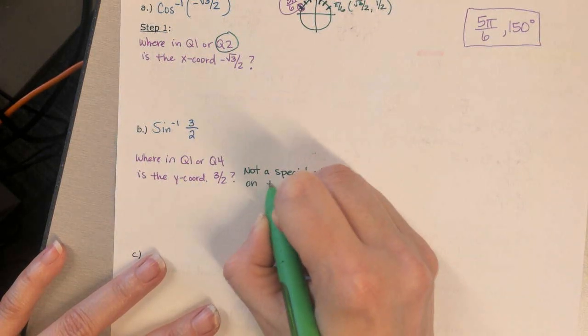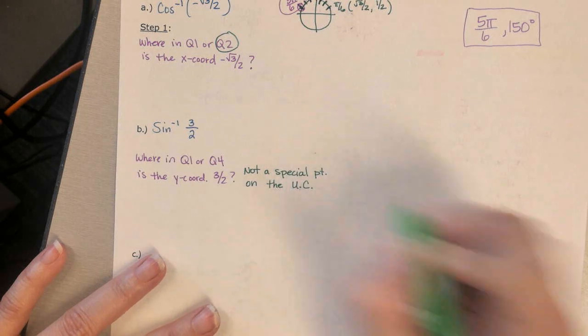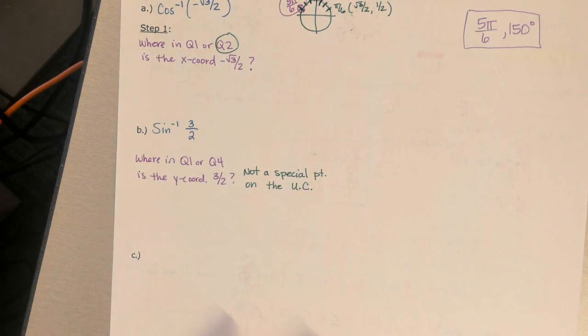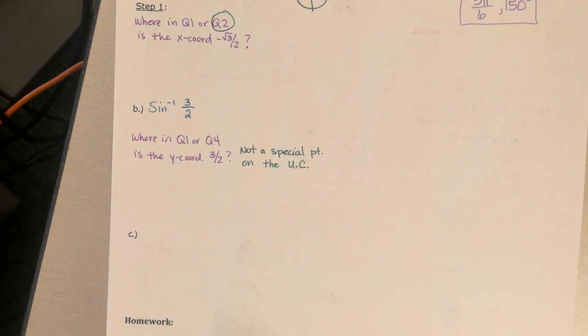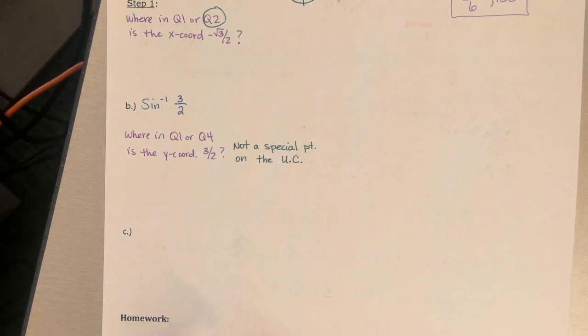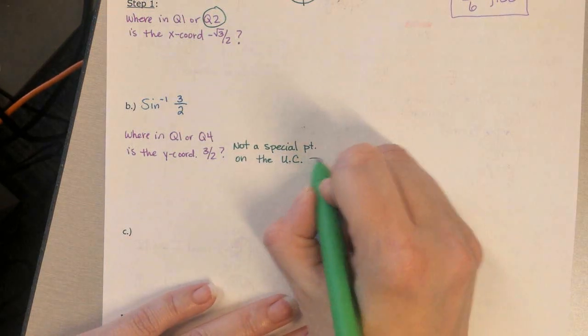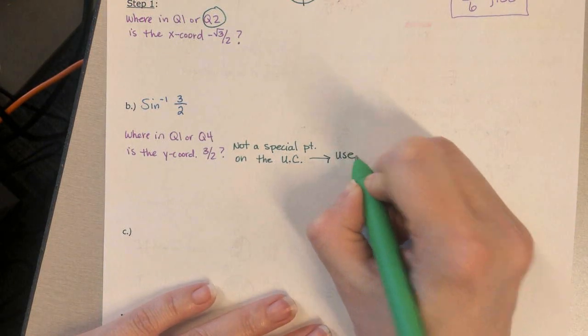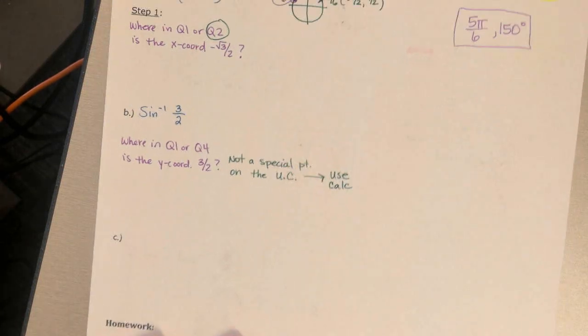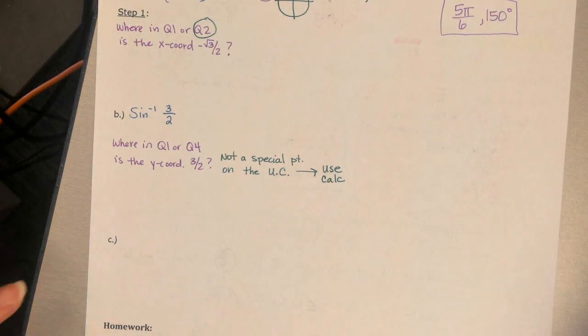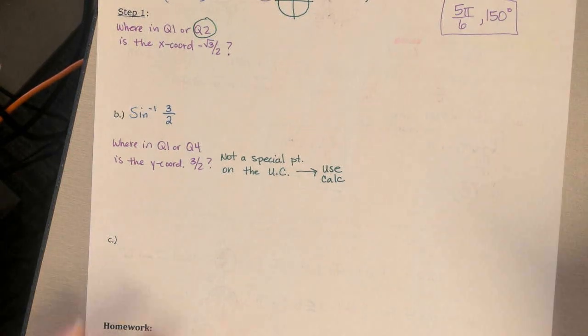Just because it is not a special point doesn't always mean that it's not on the unit circle. I told you earlier that you could have radian values that weren't with pi. But this is not a special point on the unit circle. So I'm going to show you how to use your calculator to find values that are not special points on the unit circle.